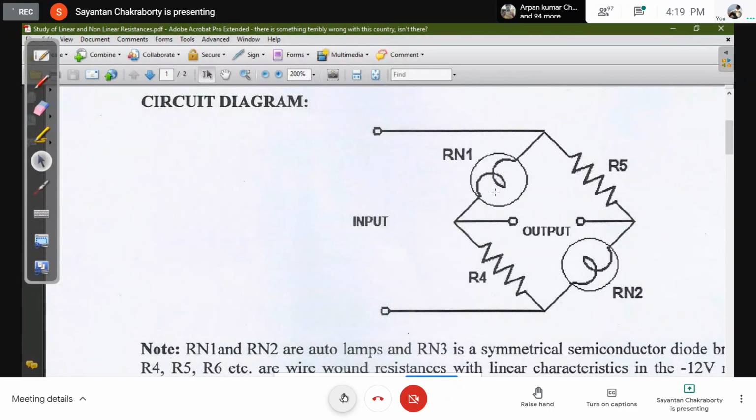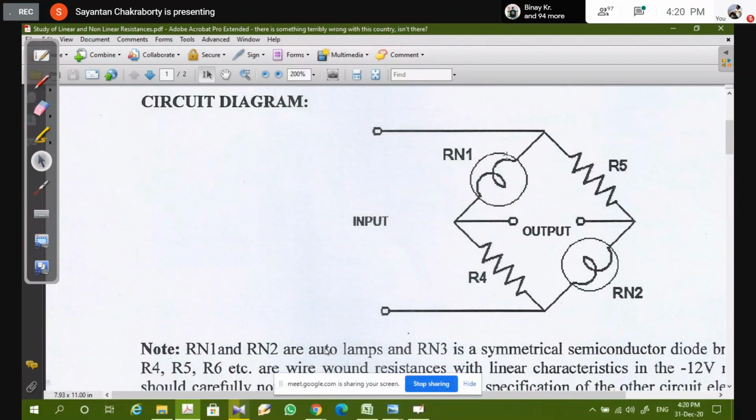But you have to keep in mind that initially, in normal operating condition, before getting heated up, Rn1 will initially behave in a linear fashion. That means its resistance will be more or less the same as its offline resistance. So there's very little possibility of obtaining a balance. There will be some amount of voltage appearing in the output. It should not be zero.